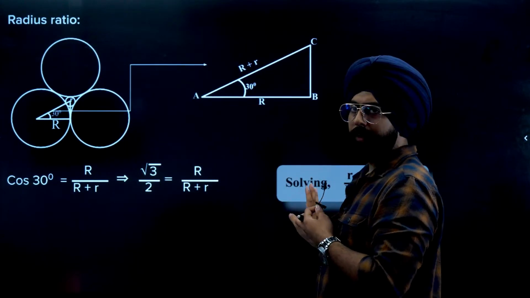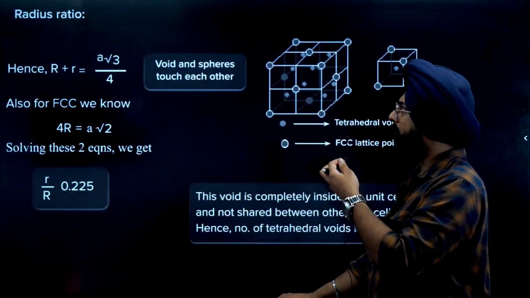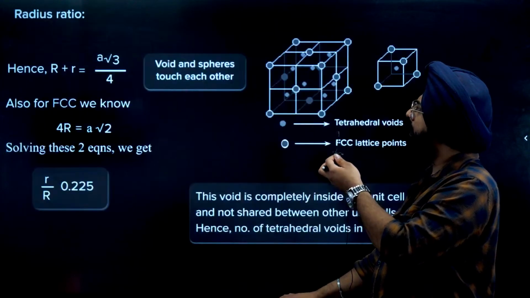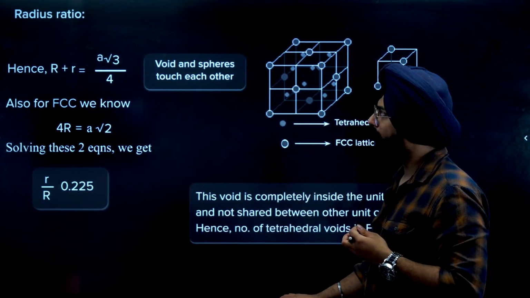We've calculated the radius ratio of the trigonal void, and this is all that we'll do in the next class. Okay, we'll look at the FCC once again, radius ratio of the tetrahedral void, so on and so forth.